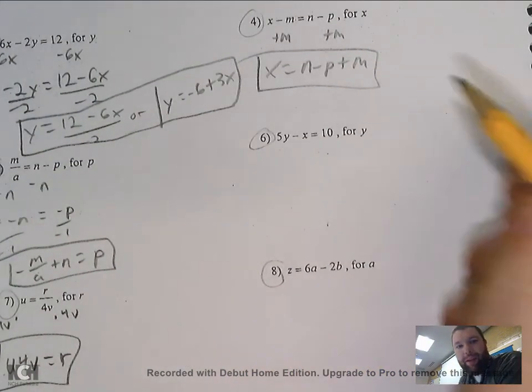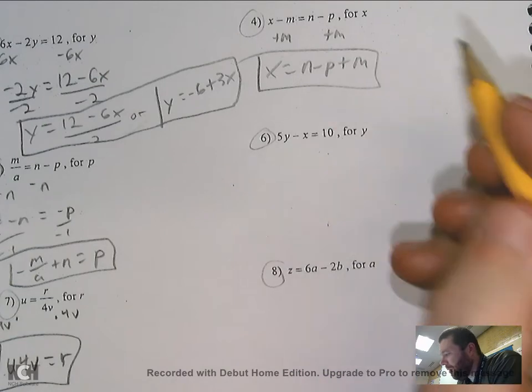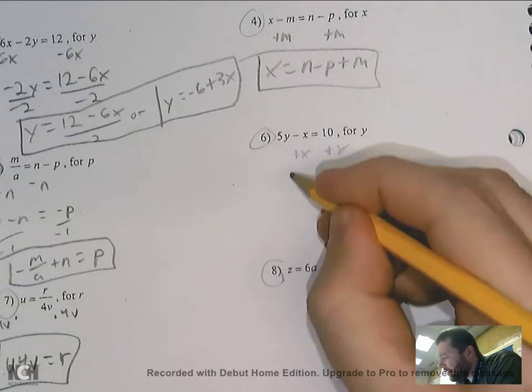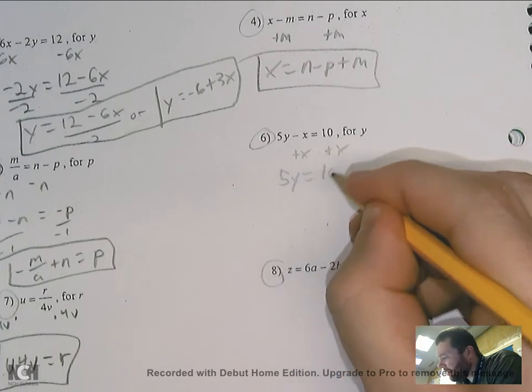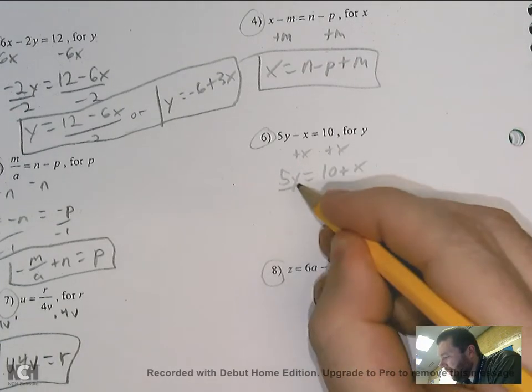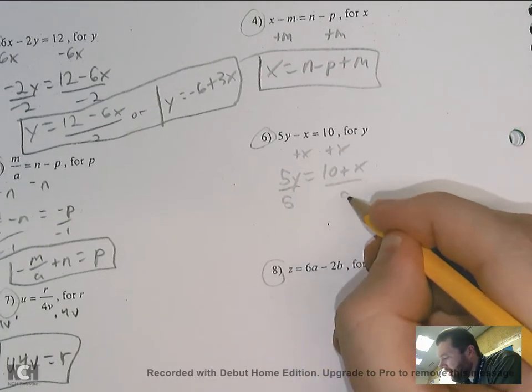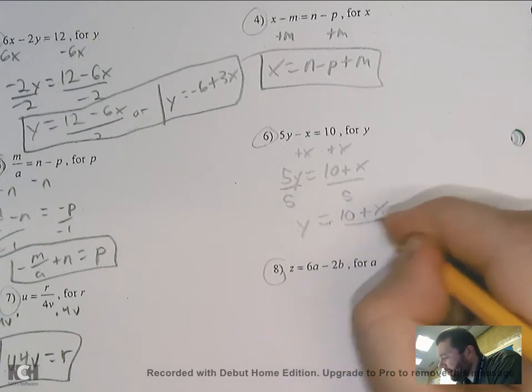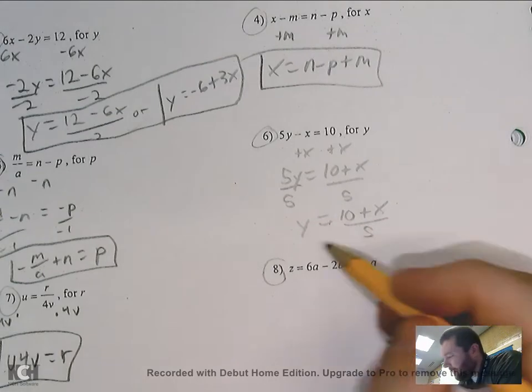Okay. Looking at number 6, I'm trying to solve for y. So I've got to get rid of this x. So plus x to each side. Gives me 5y is equal to 10 plus x, and then divide by 5, and y is going to equal 10 plus x over 5. Y is by itself. I'm done.